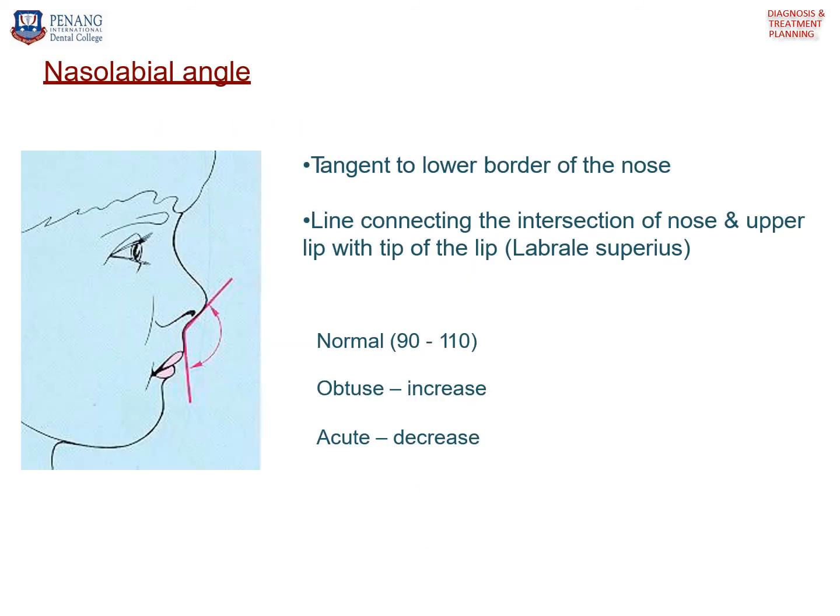Now the nasolabial angle. The nasolabial angle is basically the angle formed by the tangent of the lower border of the nose to your upper lip. This angle is around 90 to 110 degrees.